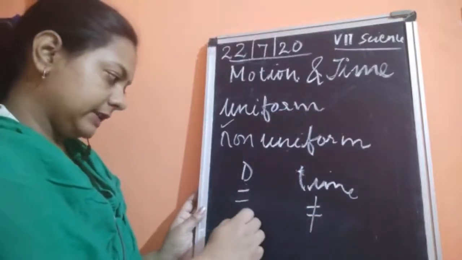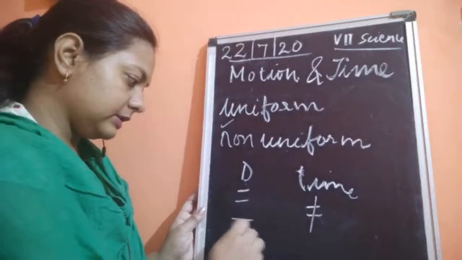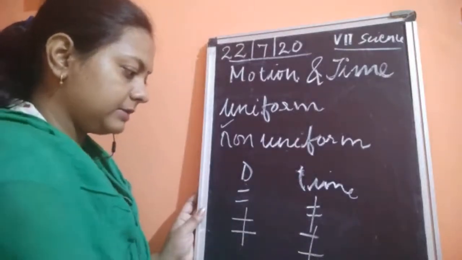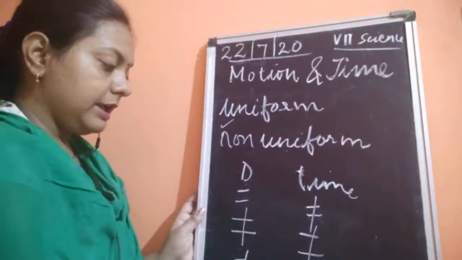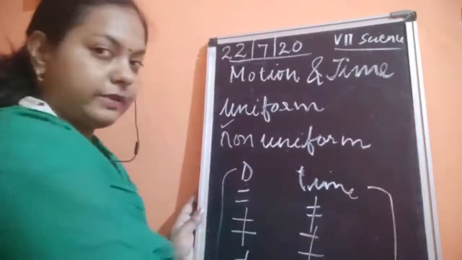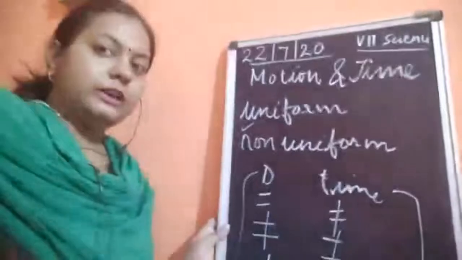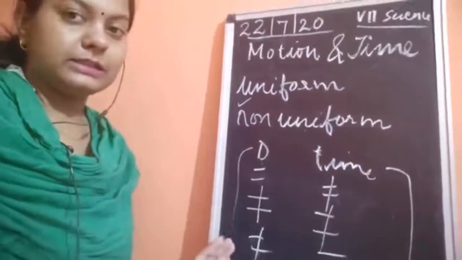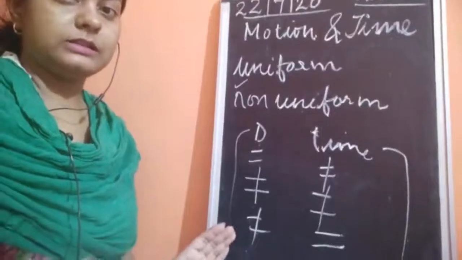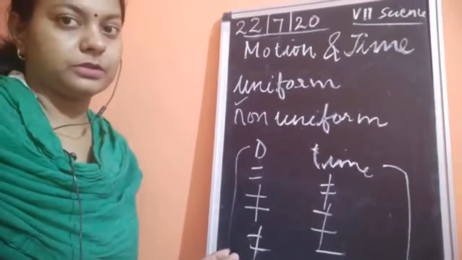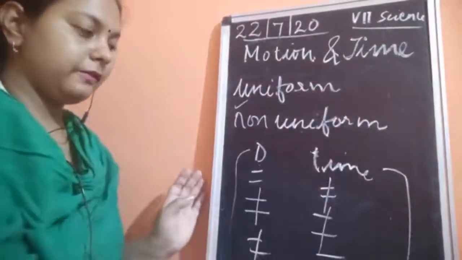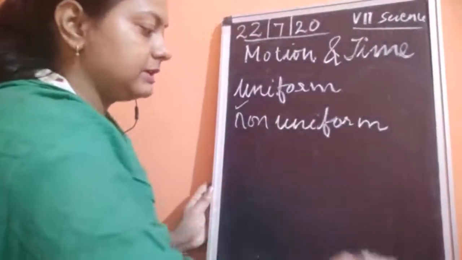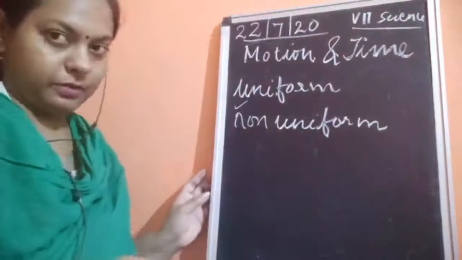Or if the distance is not equal and time is also not equal, or if time is equal but distance is not equal, in all these three cases, whether the time is equal or not, the distance is equal or not, the motion is said to be non-uniform motion. Why? Because whenever an object is traveling with non-uniform speed, it shows you non-uniform motion.